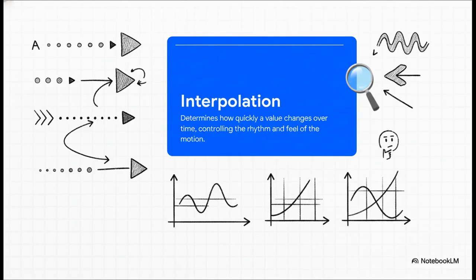But here's where it gets really, really interesting. Interpolation. If animation is the what, interpolation is the how. It's literally the personality of the movement. Does your button just slide in, or does it kind of bounce into place? Does a window fade in gently, or does it snap into view? This is where you get to inject some real character into your UI.